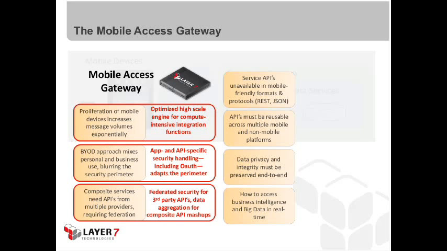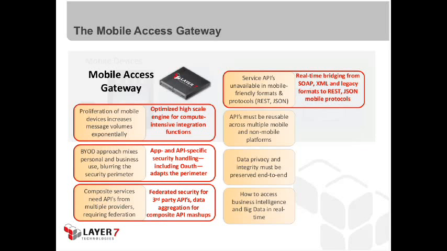The composite services that are needed, again, you need that federated security to handle it, and also the ability to orchestrate between multiple API providers. So this is a fundamental function of the gateway, both as an orchestrator for composite APIs within the enterprise, as well as an enforcement point for the OAuth that I just talked about, where you need to go across multiple organizations. I've talked about the service APIs, really the problem that they may not be available in the formats that they're needed for in mobile devices. Being able to bridge between the protocols is key.